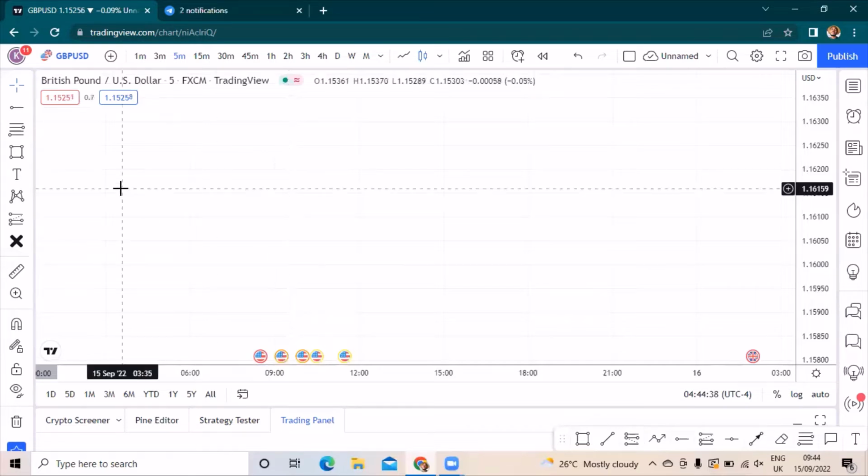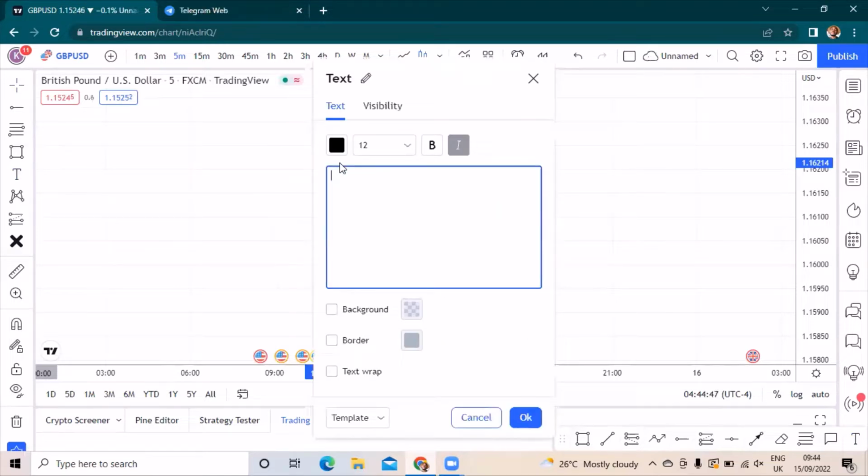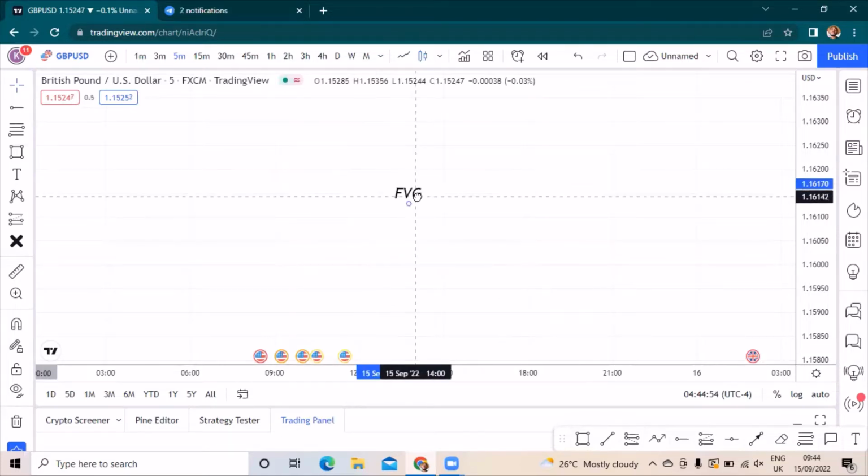Okay, so I've talked about other blocks. The next I'm going to be talking about is fair value gaps. Okay, FVGs, fair value gaps. Now, this is a kind of POI used by smart money traders.